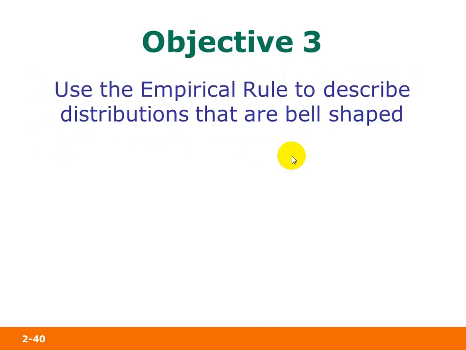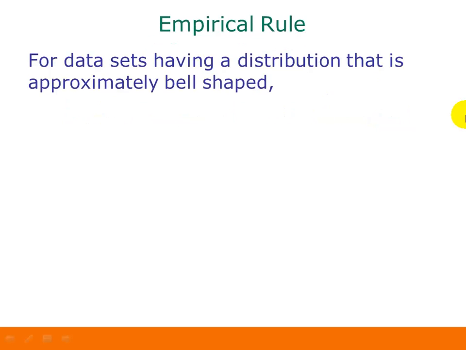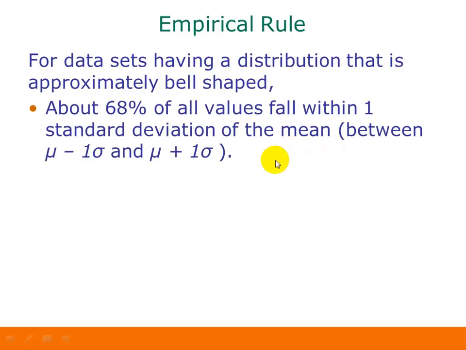Our third objective here is to use the empirical rule to describe distributions that are bell-shaped. So the empirical rule says for data sets having a distribution that's approximately bell-shaped, about 68% of all the data values fall within one standard deviation of the mean. So between the mean minus one standard deviation and the mean plus one standard deviation.